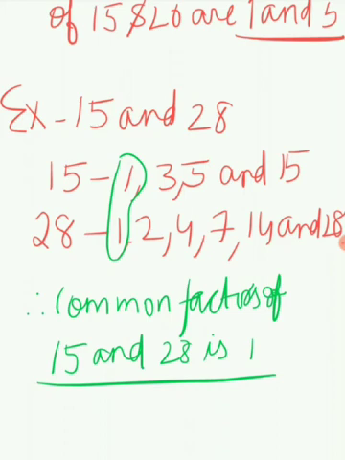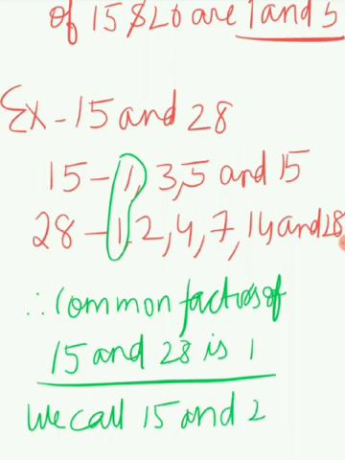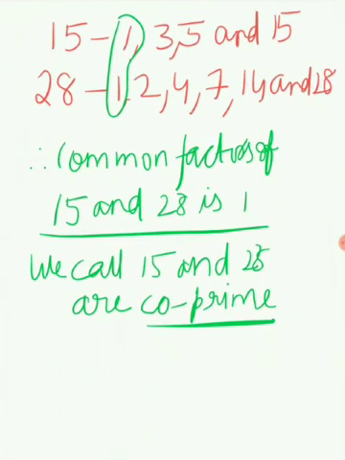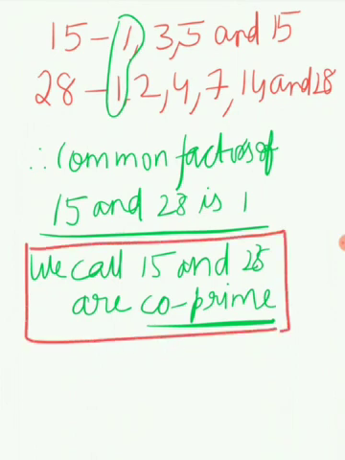Now a very important point I will discuss here: if the common factor is 1 and no other factor is common, then we call this pair, meaning 15 and 28, co-prime numbers. Co-prime means their HCF will come 1, always 1. So this is a very important point, children, that if the common factor comes to you as 1 only, then we call those two numbers co-prime numbers.